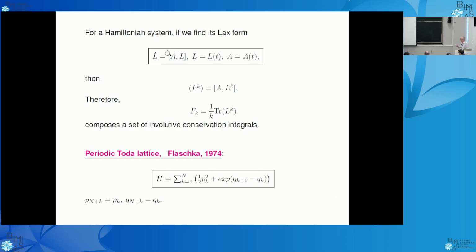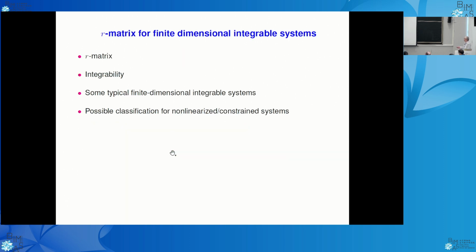How do we find the system of functions which are in involution? If you find the Lax pair, you just take the power of L and then take the trace. These are typically the functions which are in involution, which means the Poisson bracket equals 0. Based on that, a typical example is the periodic Toda lattice by Flaschka, using this Hamiltonian.